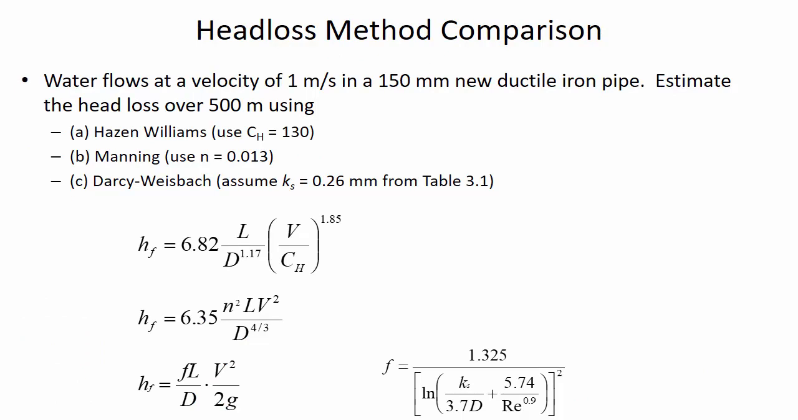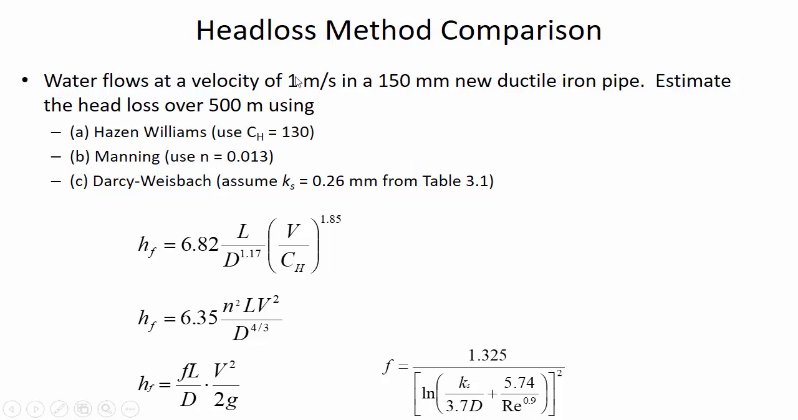Okay. Let's do a comparison. Let's try as much as possible to use the same kind of criteria for the 3 different methods, Hazen-Williams, Manning's, and Darcy-Weisbach, and ductile iron pipe. What I've done is I've found the C sub H value that would correspond to a ductile iron pipe, Manning's n for a ductile iron pipe, and then the equivalent sand roughness for ductile iron pipe, 0.26 millimeters.